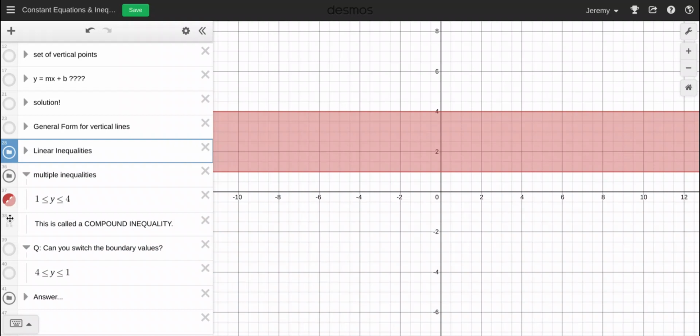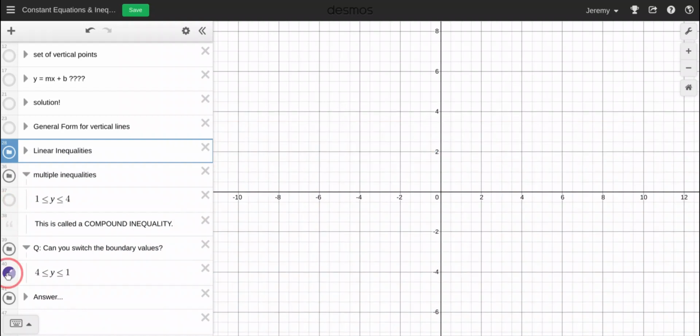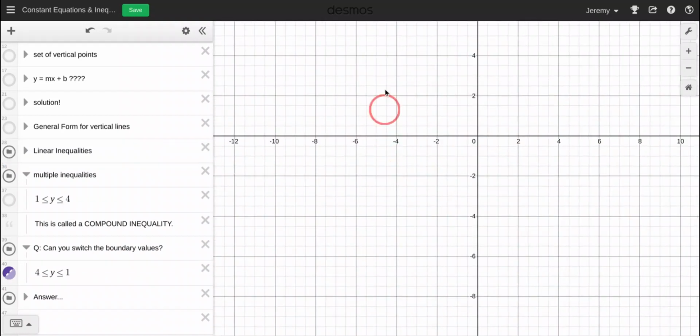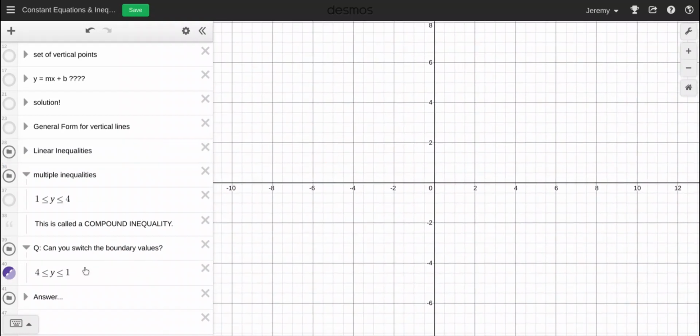Now, what happens if we switch? Let's see. This is purple, but I don't see any purple. Let's look around. Nope, nothing under here. So, why aren't we seeing anything?